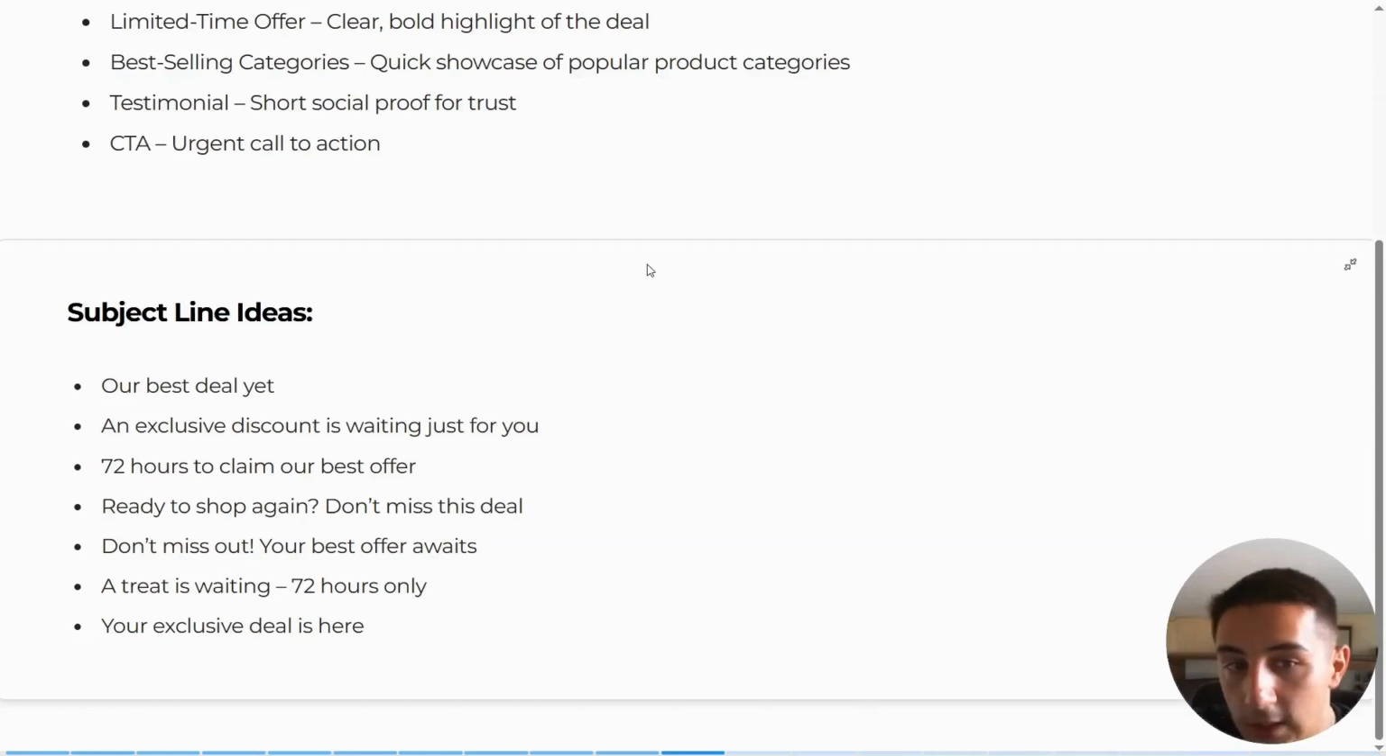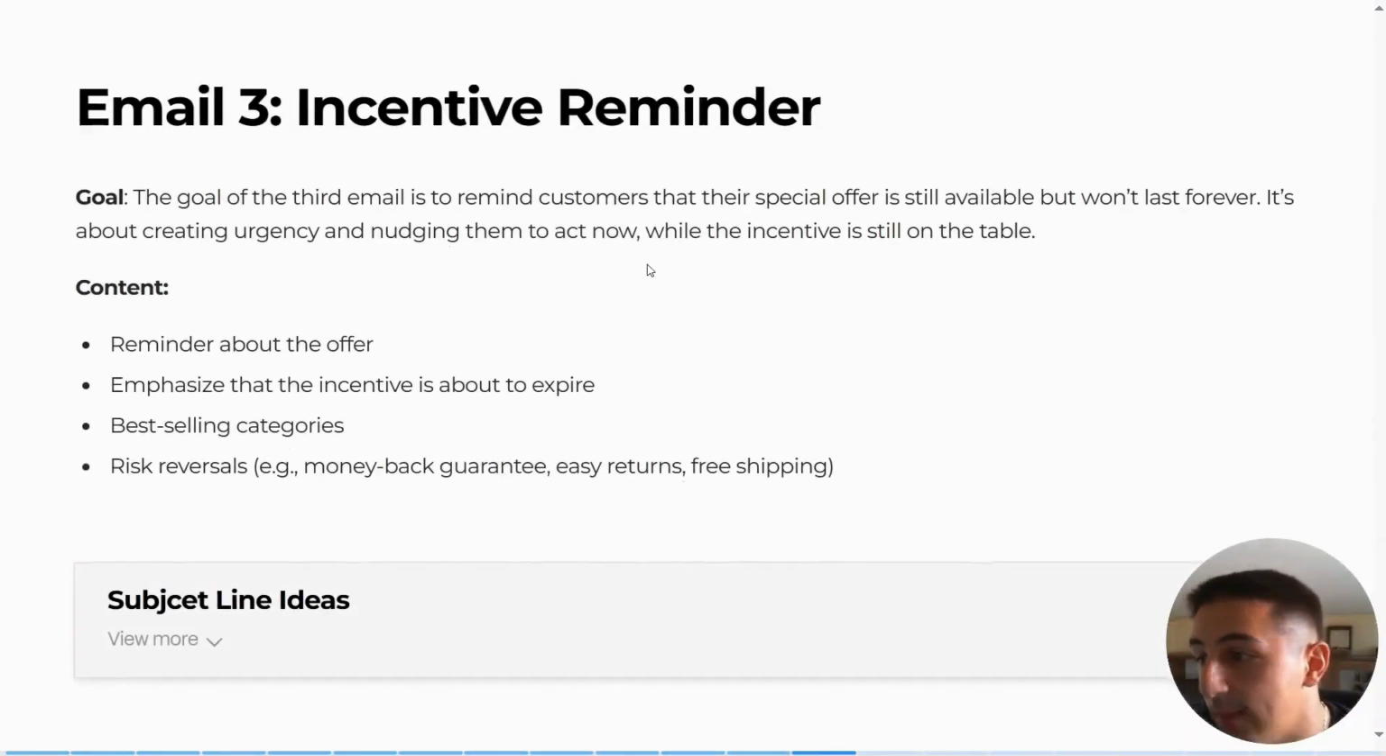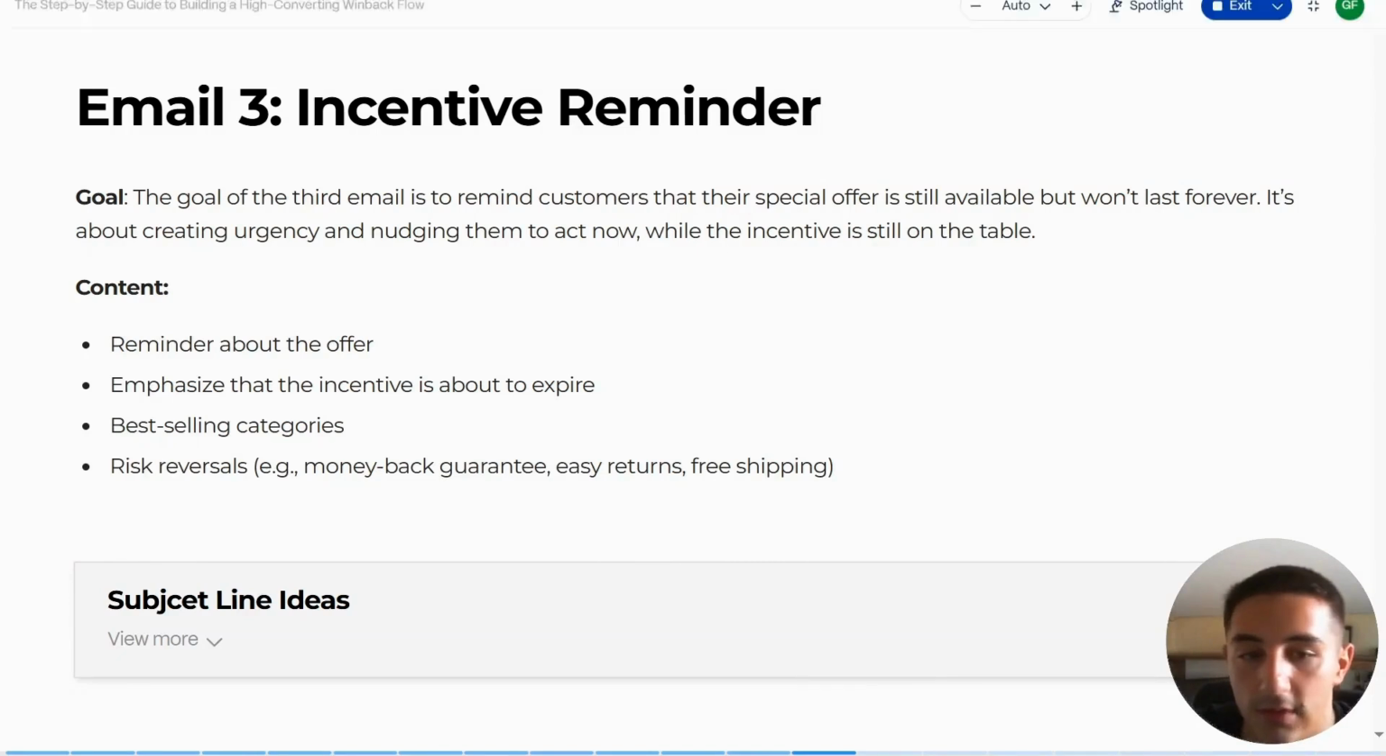Now email 3, this is the incentive reminder. The goal of the third email is to remind customers that their special offer is still available but won't last forever. It's about creating urgency and nudging them to act now while the incentive is still on the table.